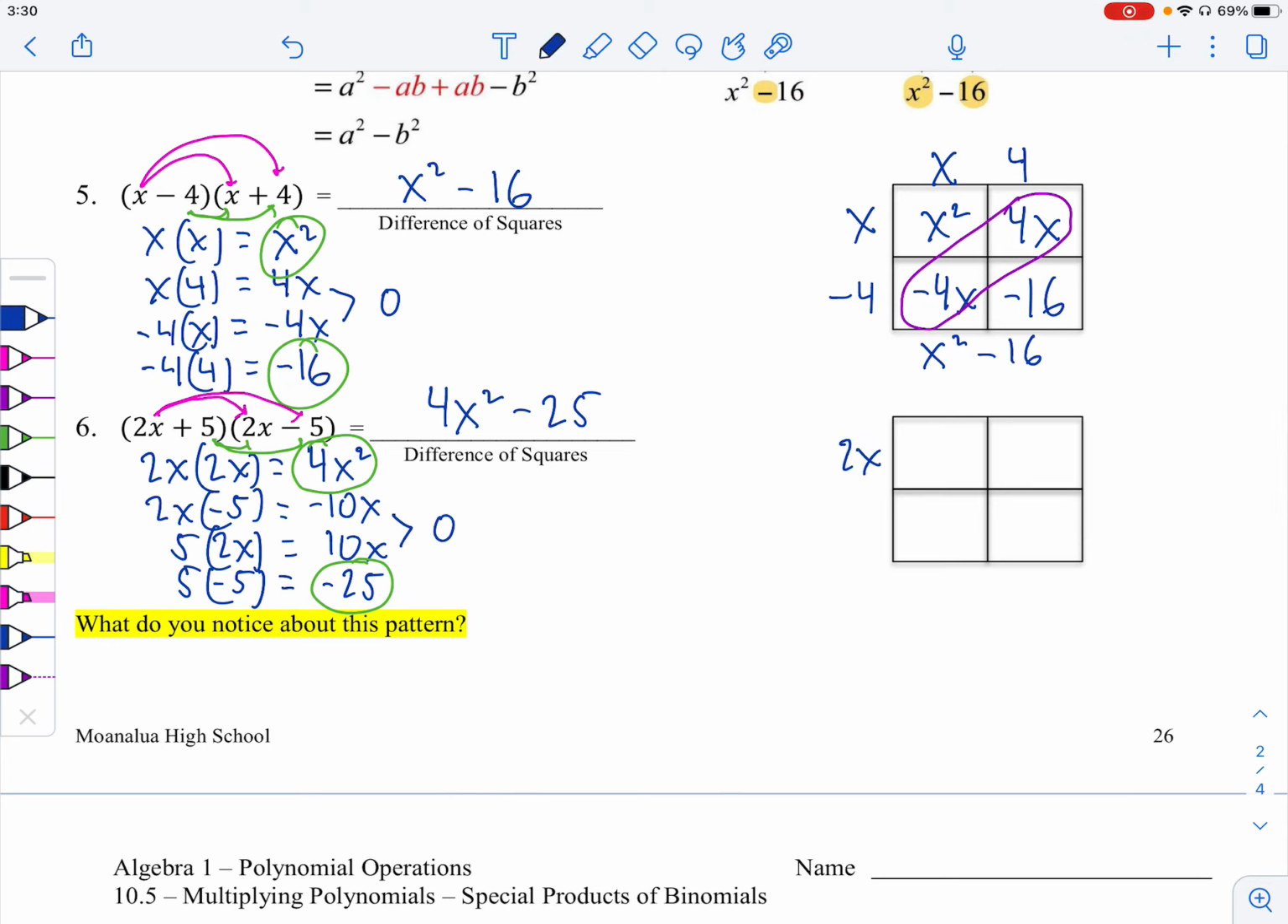Okay, so let's do 2x plus 5, 2x minus 5. So 2 times 2, 4, x squared. 2 times negative 5, negative 10 with 1x. 5 times 2 is 10 with 1x. 5 times negative 5, negative 25. Middle terms combine, then those will cancel, so we're left with 4x squared minus 25.